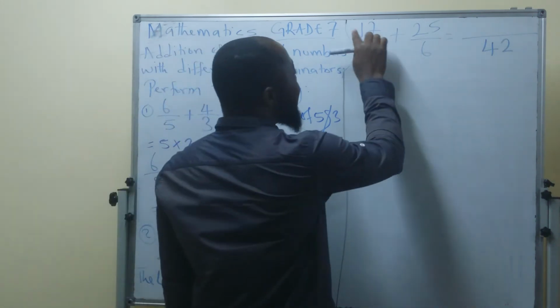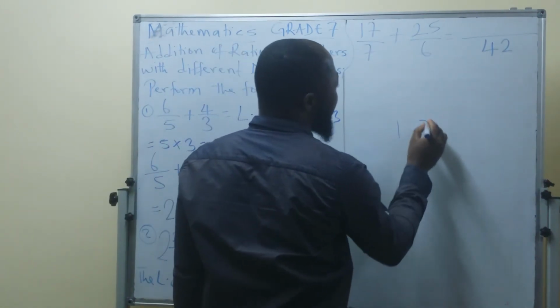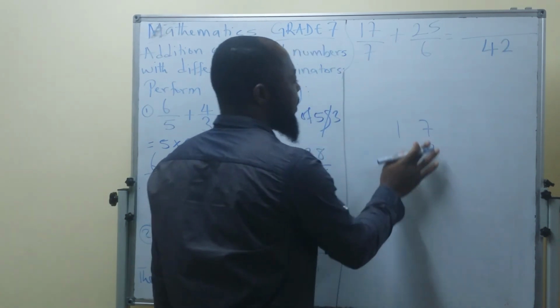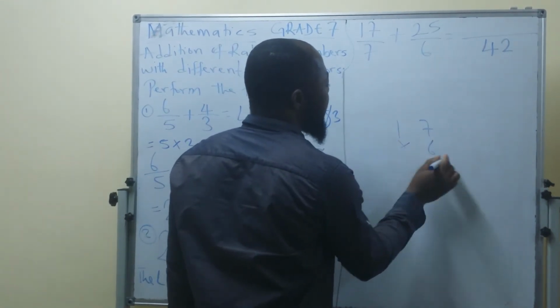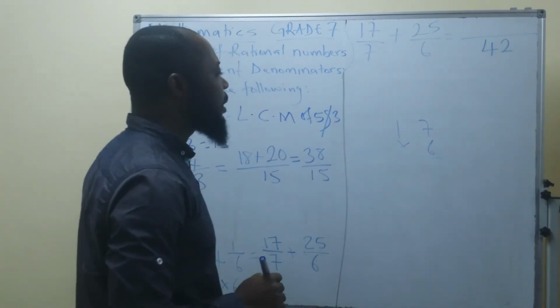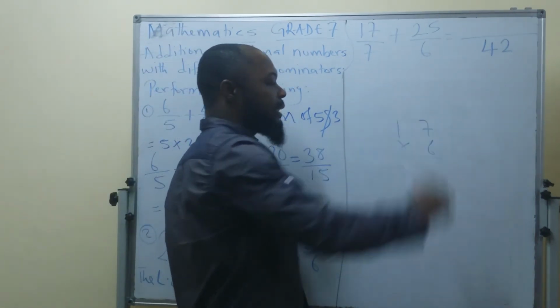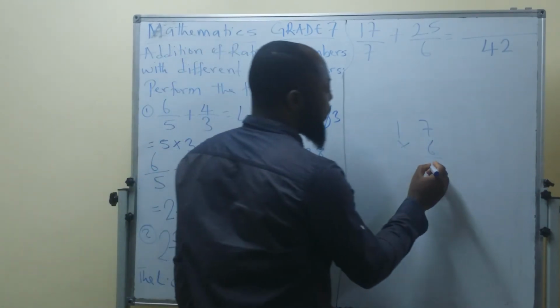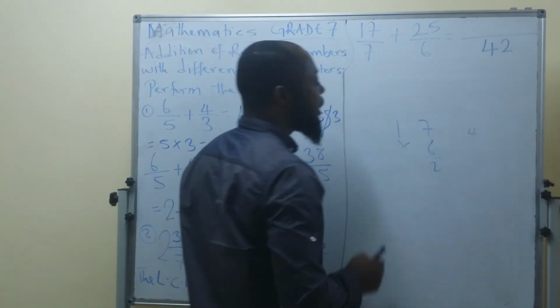But for you to do that easily, you will set it like this somewhere in your book. Okay, you will set it like this, and then this is what you want to multiply. You'll have your answer easily. Okay, so 7 times 6. 7 times 6 is 42, right? You write 2, take away 4, right?